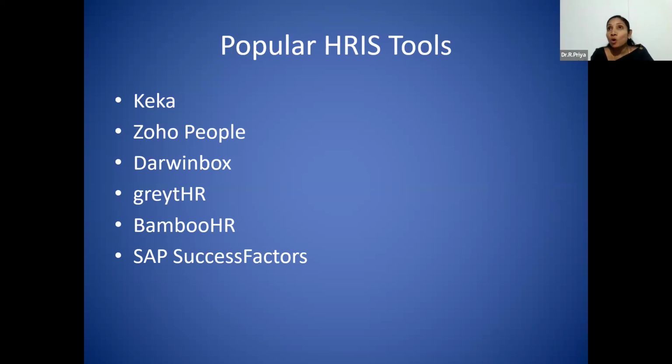Then BambooHR. It is a very, very famous HRIS tool. Many famous companies are also using this HRIS tool. It is also cloud-based HR software from the US, focused on employee experience. The BambooHR features are applicant tracking, onboarding, performance management, time-off tracking, and HR reporting.